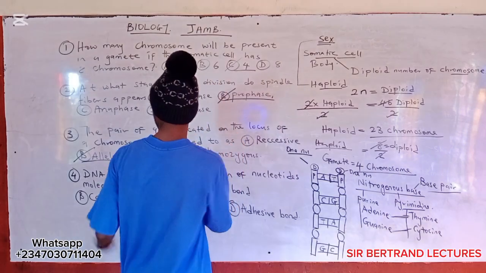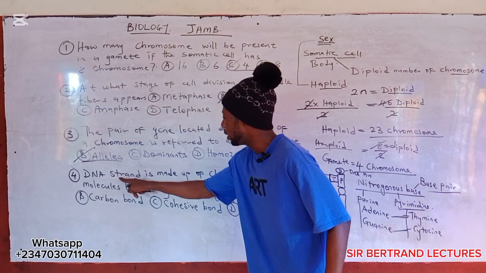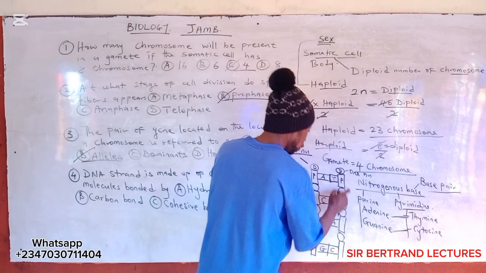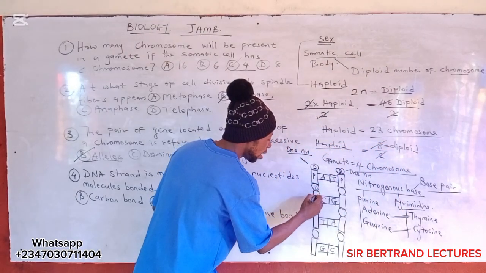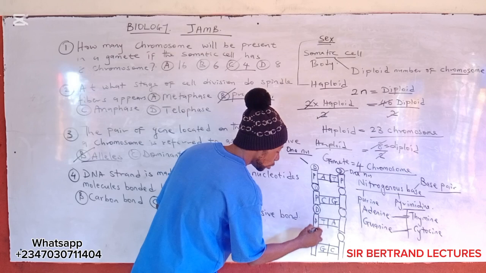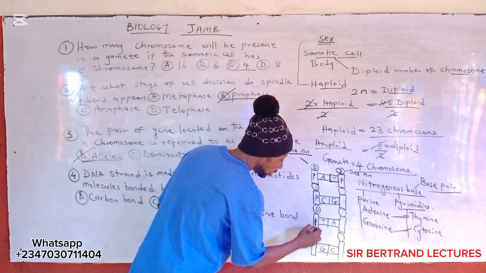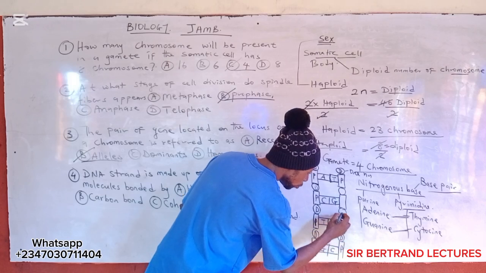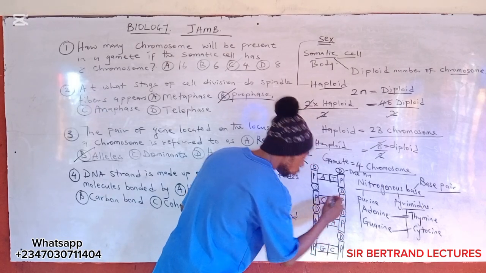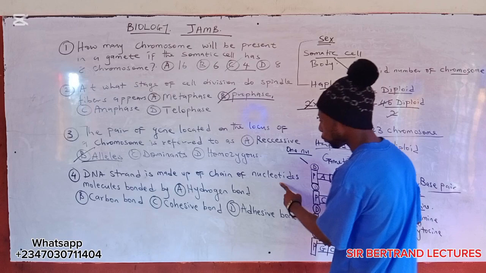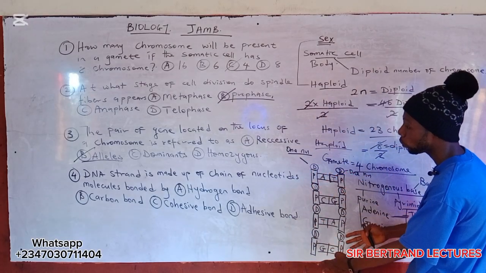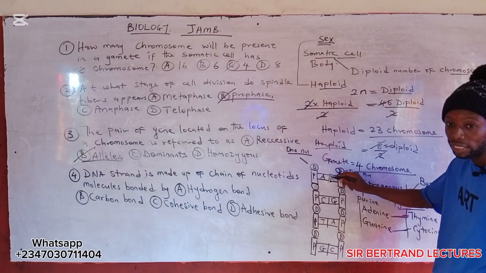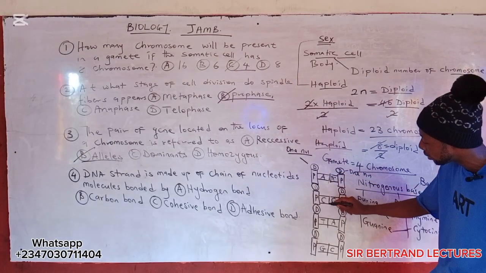Cytosine. Then the question is asking you, DNA strand is made up of chain of nucleotide. These are the chains of nucleotide with the sugar, phosphate, sugar, phosphate, sugar. Phosphate is P, phosphate, sugar, phosphate, sugar, phosphate, and sugar. All right, made up of chains of nucleotide. These are the chains of nucleotide that are bonded together. Look at where they are bonded together here. You can see that, right? They are bonded together at this point.